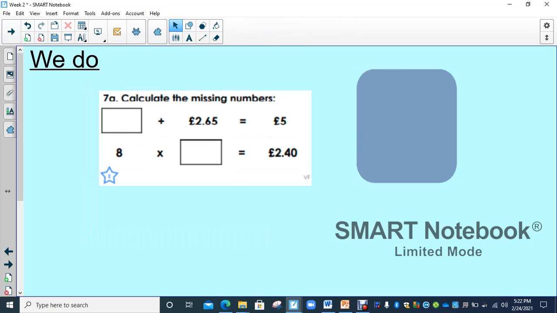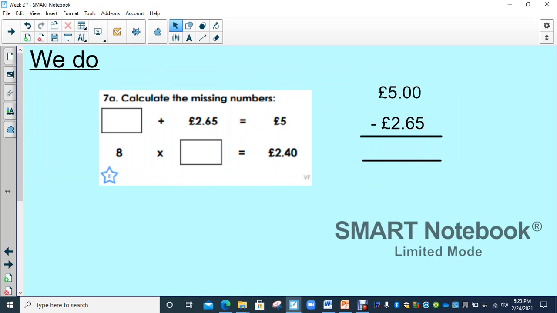Next, calculate the missing numbers. Now I've got something add £2.65 equals £5, and then 8 times something equals £2.40. So let's start at the beginning. Something add £2.65 equals £5. Now for this one, I would do the inverse. And the inverse just means the opposite. So we've got £5 take away £2.65.